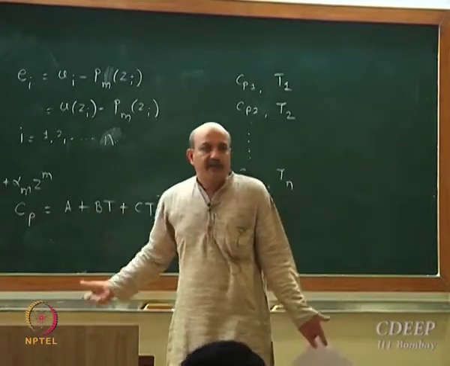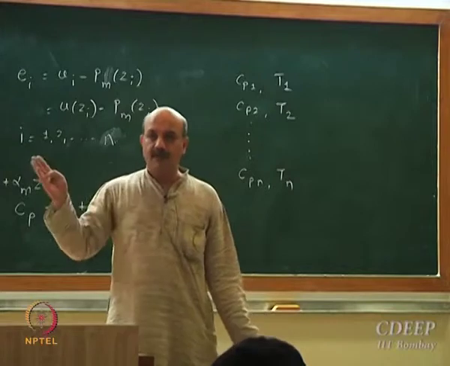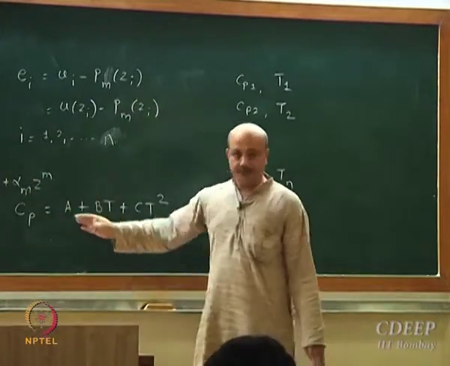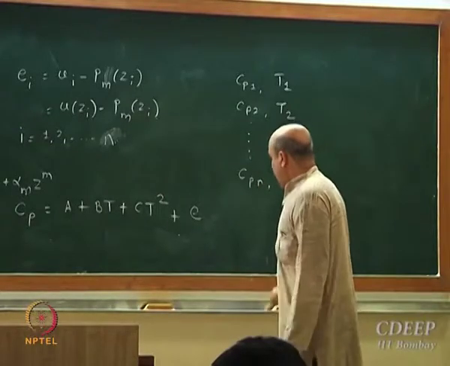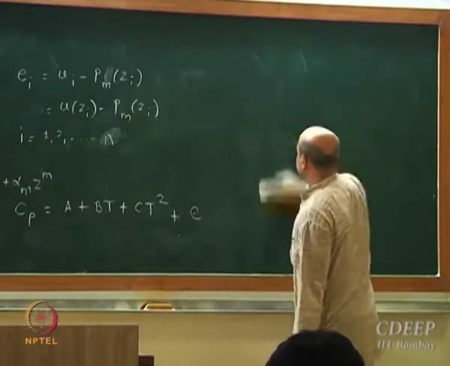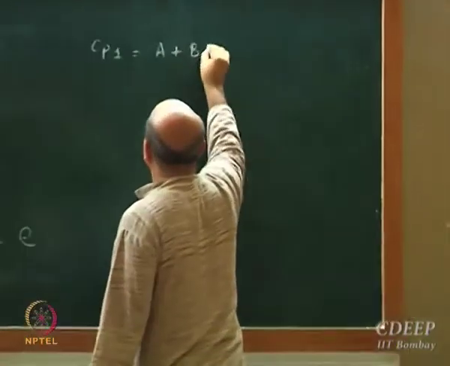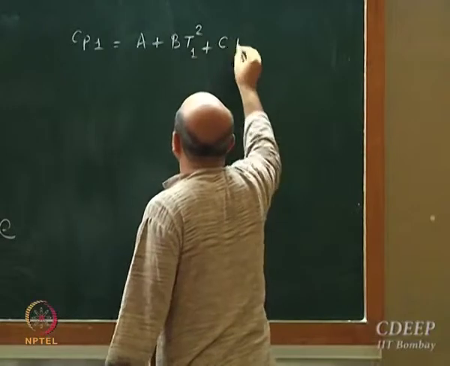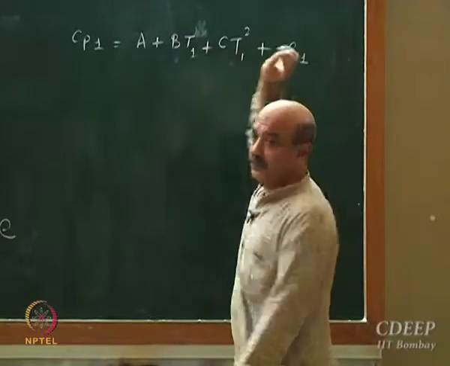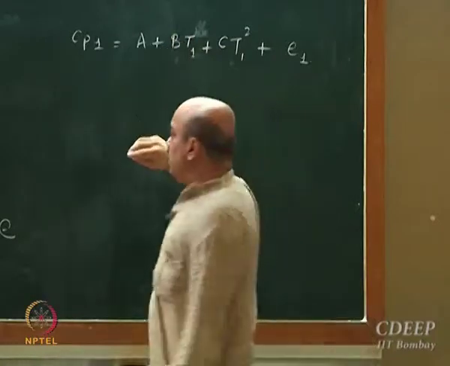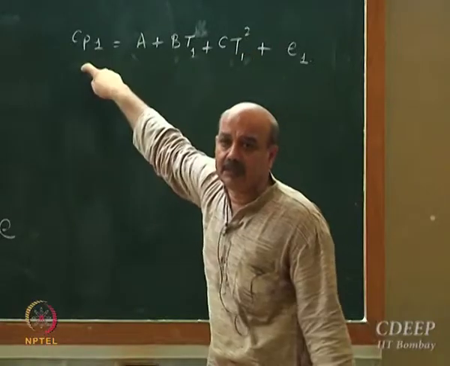Why am I allowed to fit a polynomial? Because the Weierstrass theorem applies: a continuous function can be approximated by a polynomial function. That's why I am fitting a polynomial. But this is not exact, so there is an error here. If I take these data points and start writing Cp1 is equal to A plus B T1 plus C T1 square plus error 1, there is some error. This will give you most of the variation, but this is not exactly equal to this.